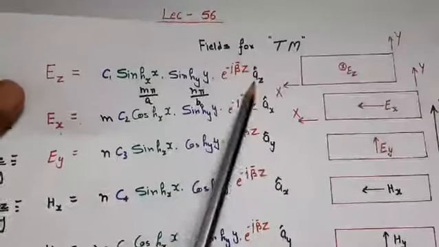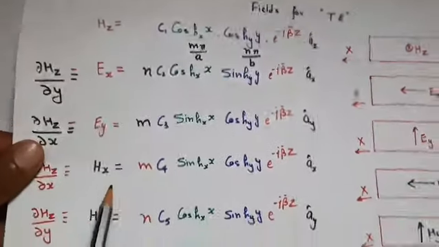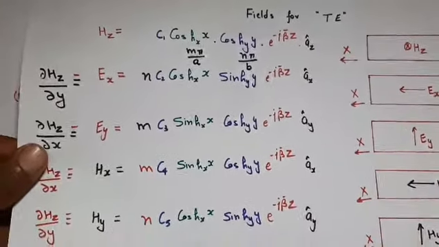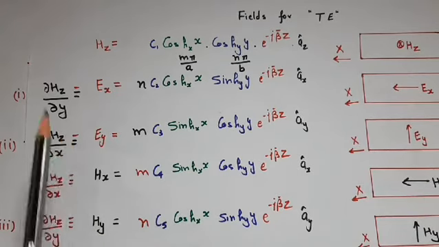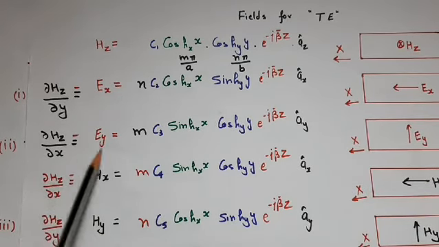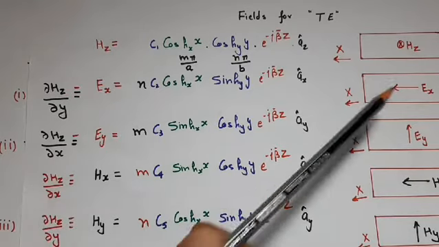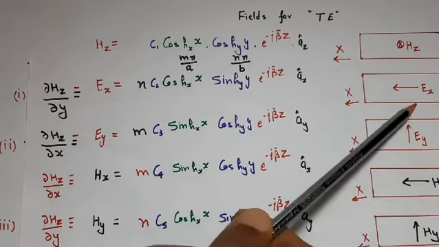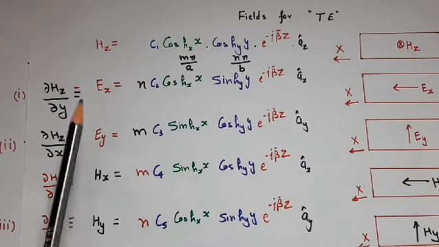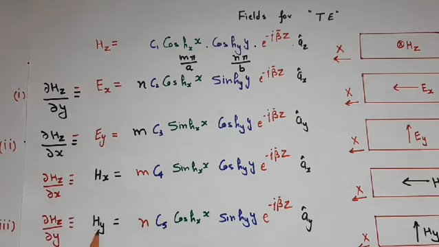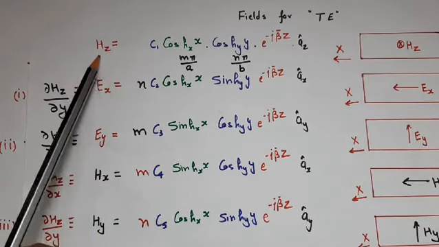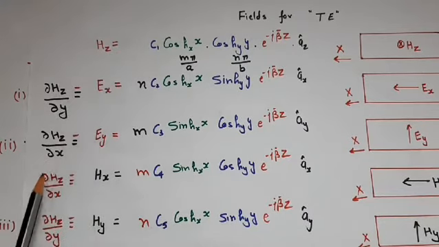If we talk about TE mode, then in case of TE, HZ, EX, EY, HX, HY are existing. First of all, we wrote expression for HZ and then we wrote expression for EX, EY, HX and HY. We wrote these only by using basic understanding of boundary condition. We did not go into the deep derivation part. If we go into the deep derivation, then we find that these expressions EX, EY, HX, HY are derived by taking the derivative of HZ with respect to either X or Y.